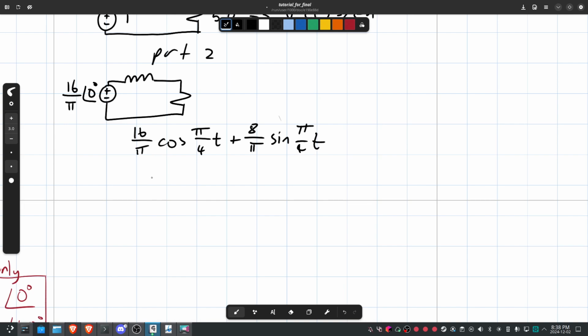You convert this into phasor form. So it's going to be 16 over pi with a phase of 0 plus 8 over pi with a phase of -90. Now you can add them together. And by the way, remember, if you've been using degrees or radians, you have to switch back to degrees or you'll get it wrong. Watch your degrees and radians.